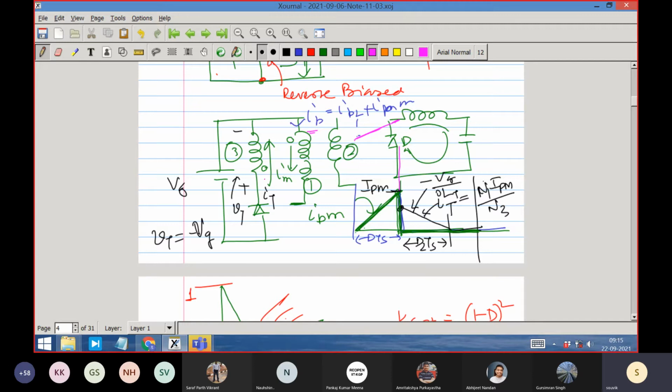The energy that it had absorbed in the magnetizing path, it is giving back. Because the current IT is flowing in this direction, and there is no primary current at that time. During the off time, primary current is 0, and it is now going back. So this is why it is lossless, but it requires a complicated magnetic circuit.